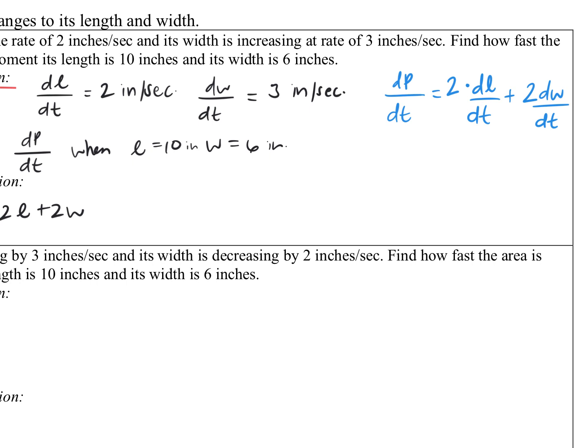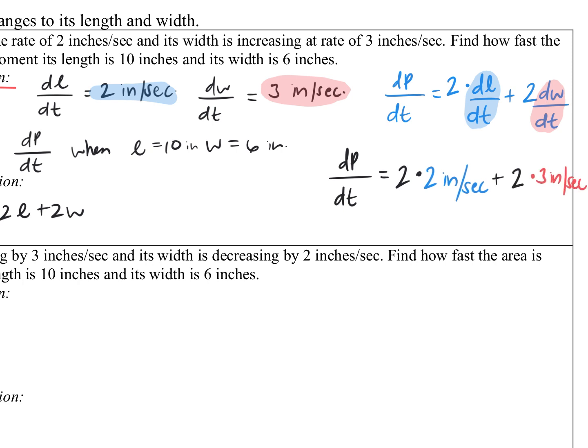Good times. Okay, so now I can actually plug in some information that we know, right? dL/dt is equal to 2 inches per second, so I'm going to plug in that information here. And I'm also going to plug in dW/dt is equal to 3 inches per second. When I'm plugging it in, I'm also plugging in the units. So I've got dP/dt is equal to 2 times 2 inches per second plus 2 times 3 inches per second.